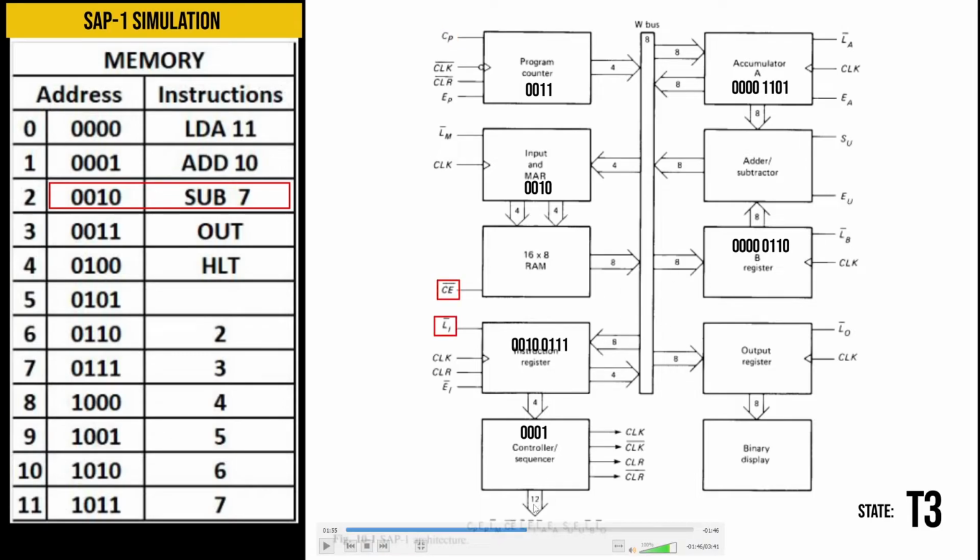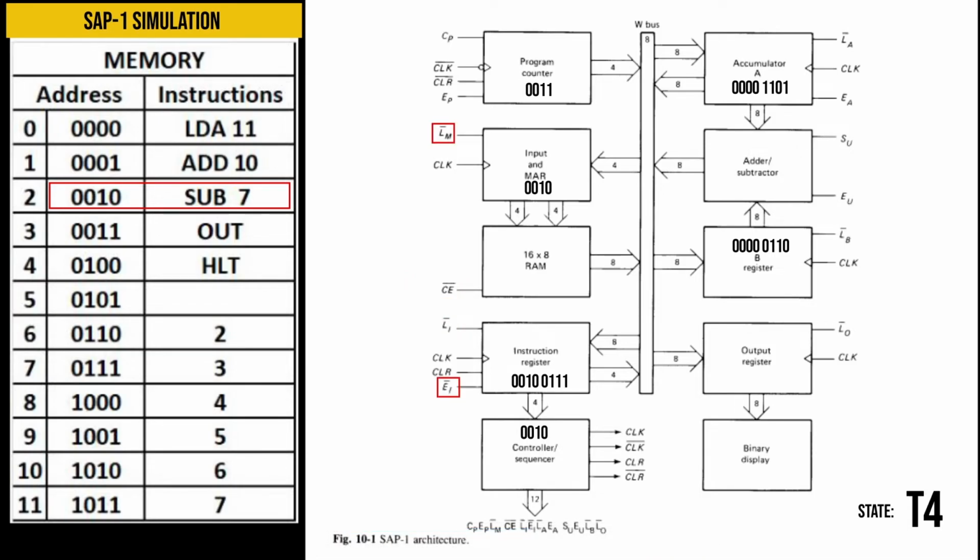For T3, the activated pins will be CE and LI. CE from the 16 by 8 RAM to the instruction register via the W bus. So as you can see, it overwrites the content in the instruction register, and at the same time, the higher nibble went to the controller sequencer for decoding.